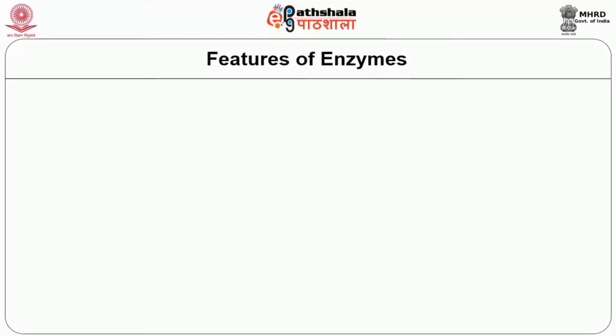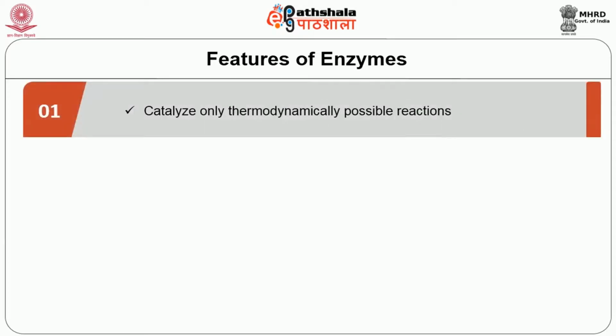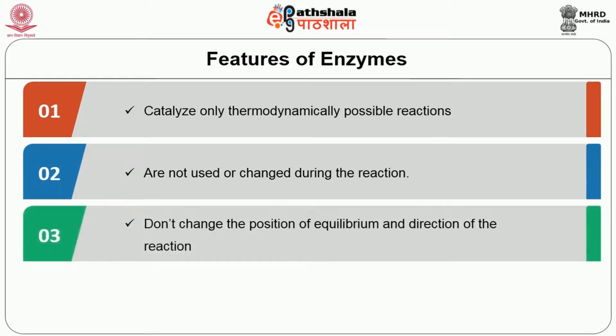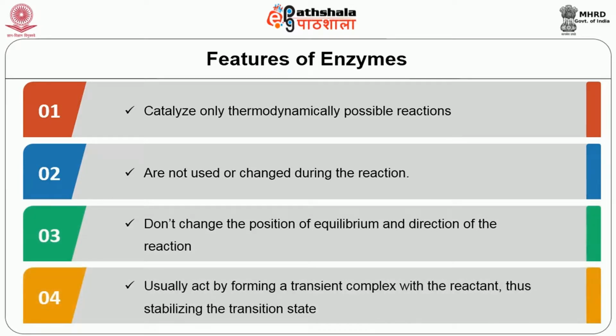Let us once again quickly review the features of enzymes which are very essential for the activity of an enzyme. Enzymes catalyze only thermodynamically possible reactions. They are not consumed or used, or their shape is not changed during the reaction. They don't change the position of equilibrium and direction of the reaction, and they usually act by forming a transient complex with the reactant, thus stabilizing the transition state.